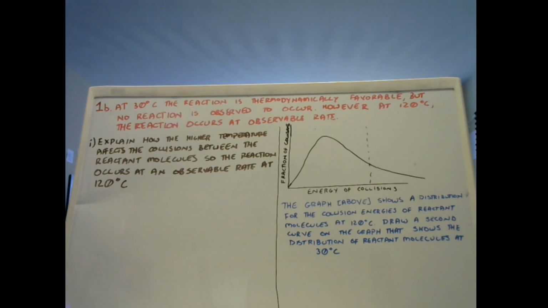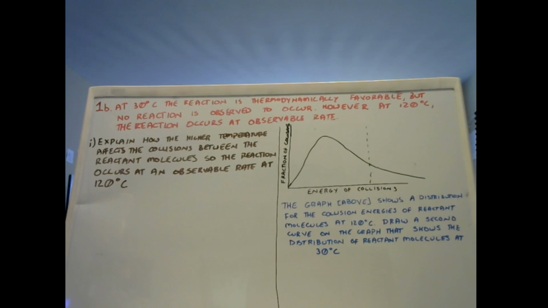B says at 30 degrees Celsius, the reaction is thermodynamically favorable. Means that it will happen naturally without us putting any energy in or doing any work. That's not the important part. The important part is the next few lines. But no reaction is observed to occur. However, at 120 degrees Celsius, the reaction occurs at observable rate. So pretty much at 30 degrees, it's happening, but it's happening so slowly we can't perceive it. At 120 degrees, the rate is fast enough that we can observe it.